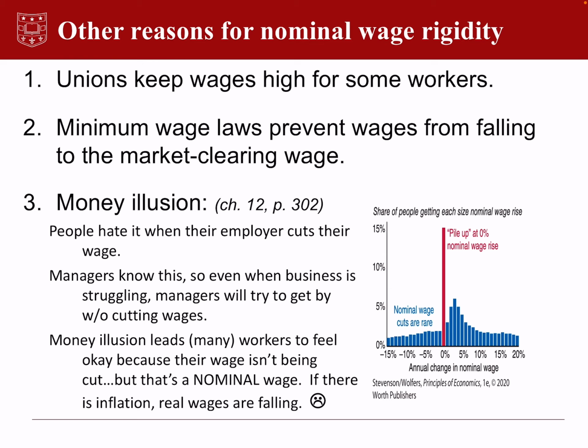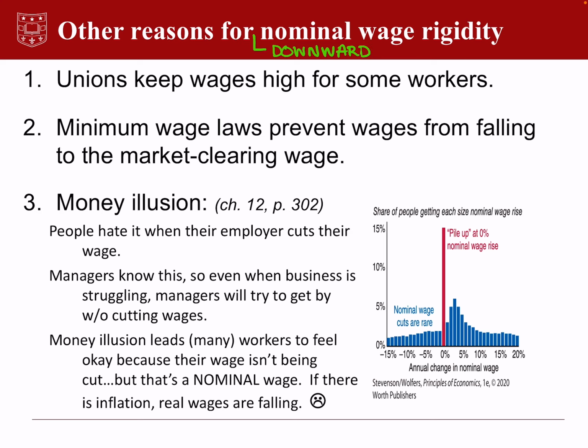There are some other reasons that are suggested for nominal wage rigidity, and one of these is the presence of unions. So unions can bargain to keep wages higher for some workers. This is in the United States going to be less of a driver of downward nominal wage rigidity. So maybe I should have put that in here. I'll write it in here now.